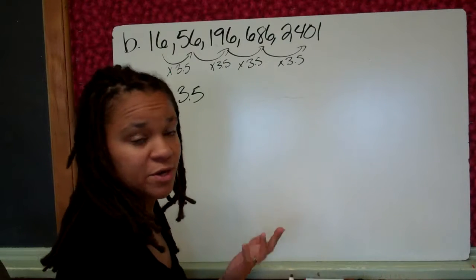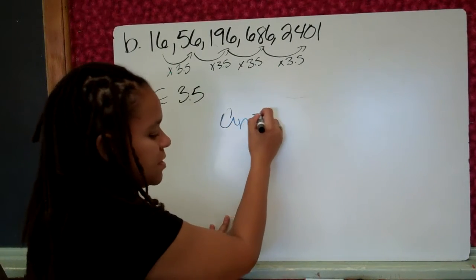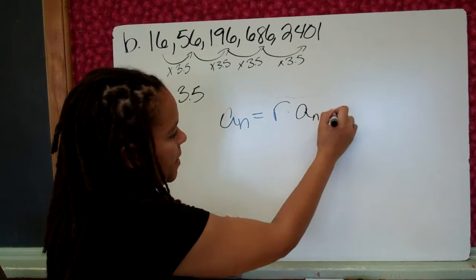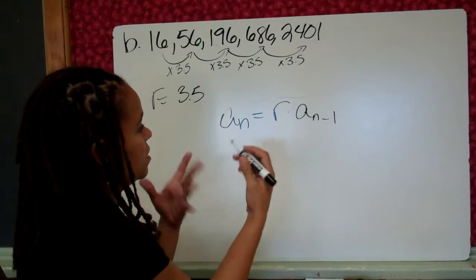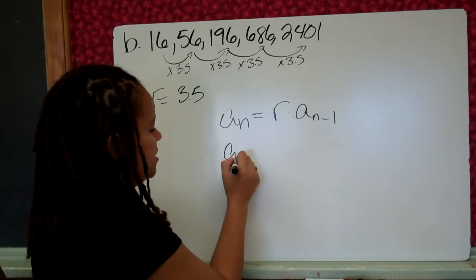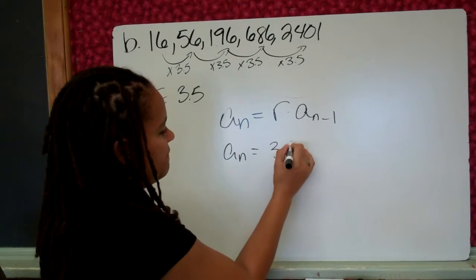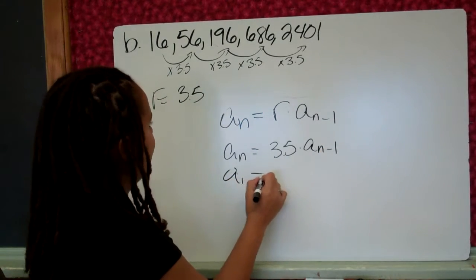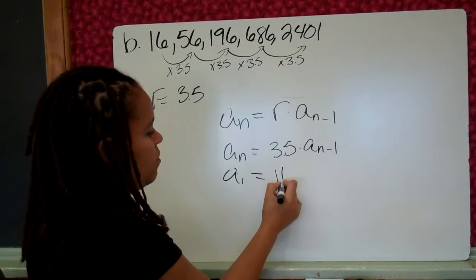So we simply write the equation. a sub n is equal to r times a sub n minus 1. That's the general equation. So let's put in the r that we found: a sub n is equal to 3.5 times a sub n minus 1. And don't forget, you have to put in what a1 is. a1 is equal to 16.